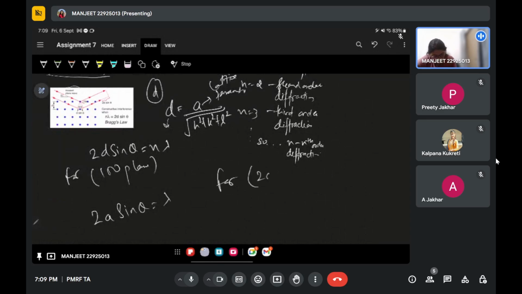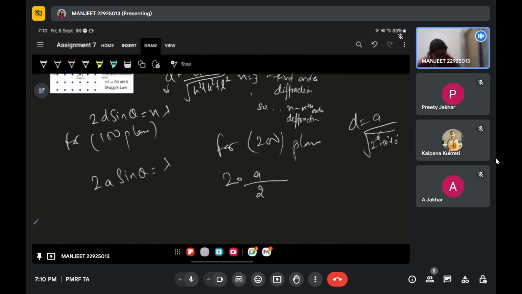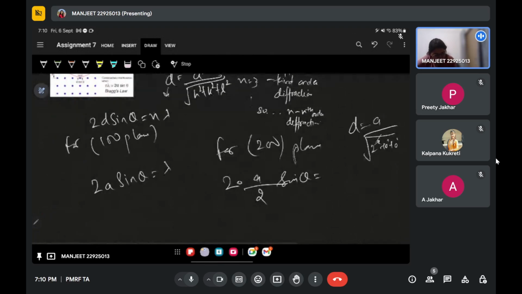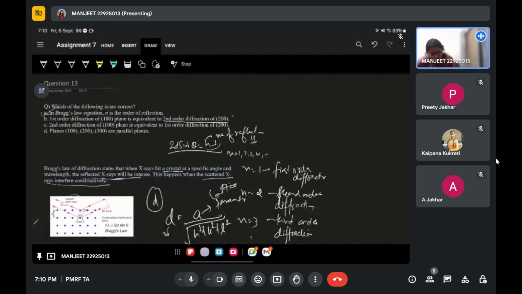For the 2 0 0 plane, d will be a divided by the square root of 2 square plus 0 square plus 0 square, the square root will cancel out with the square, and d becomes a by 2. So the equation is a sin theta, and it is of the second order, 2 lambda. So this will cancel out and it will remain a sin theta equals 2 lambda. Earlier we had a sin theta equals lambda. So both are not equal, so B is the incorrect statement.